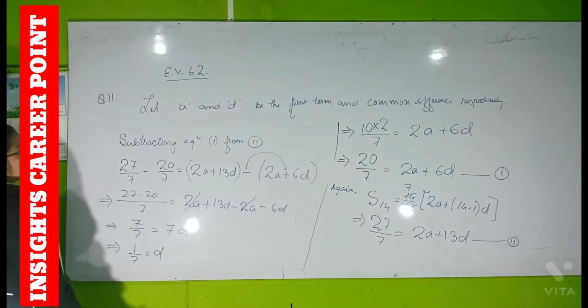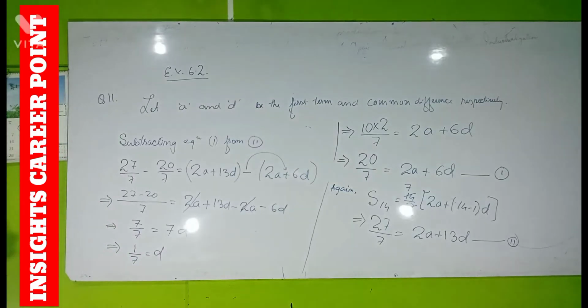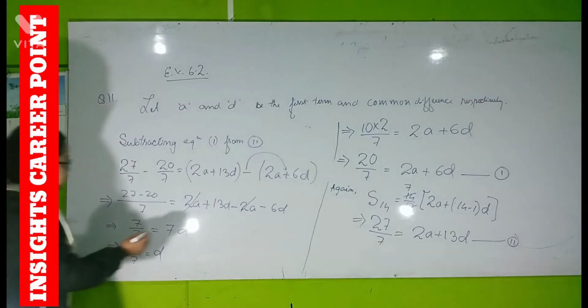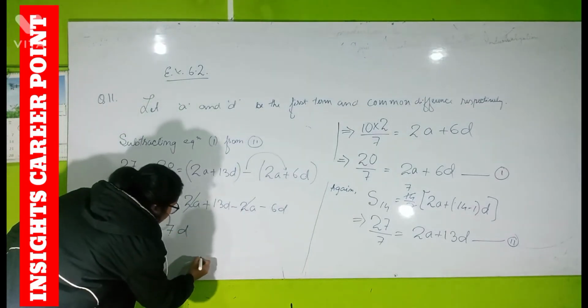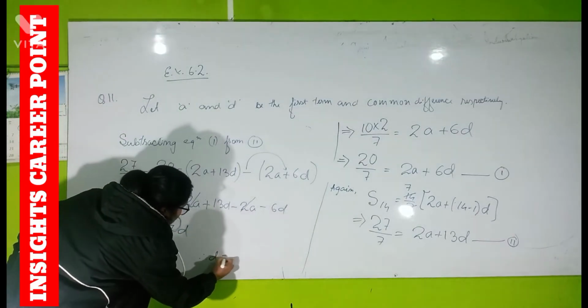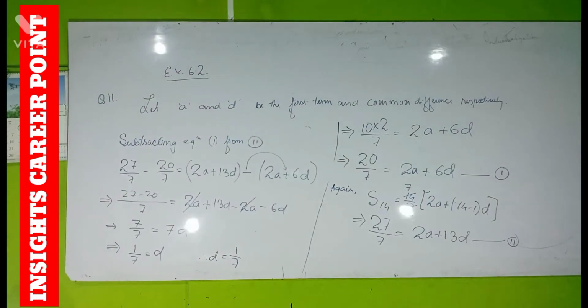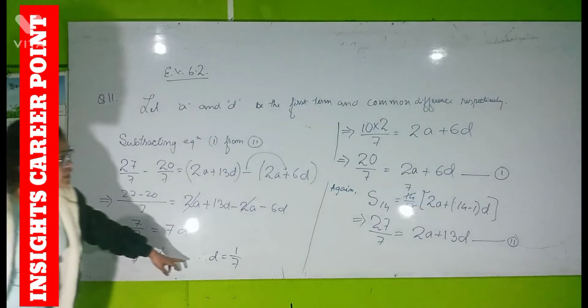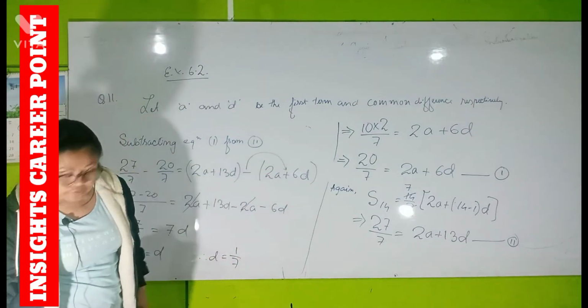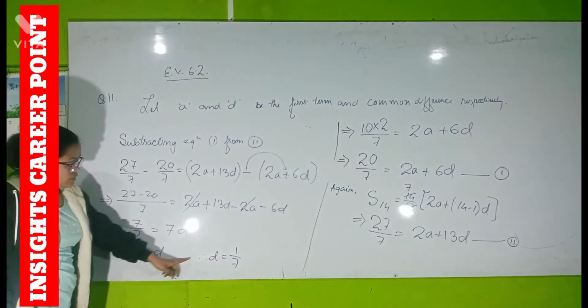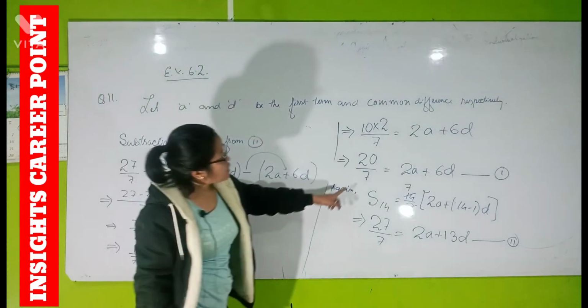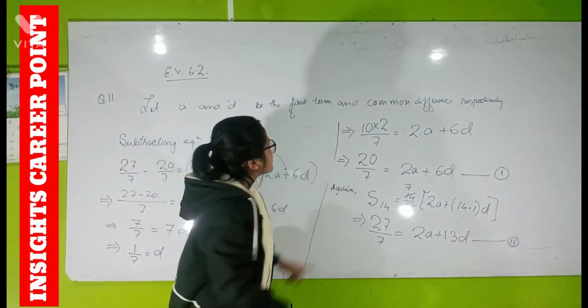What is the value of d? Yes, the value of d is 1 by 7. Here we get the value of d equal to 1 by 7. Now we are left to find the value of a. Let's put the value of d, 1 by 7, in equation number 1.